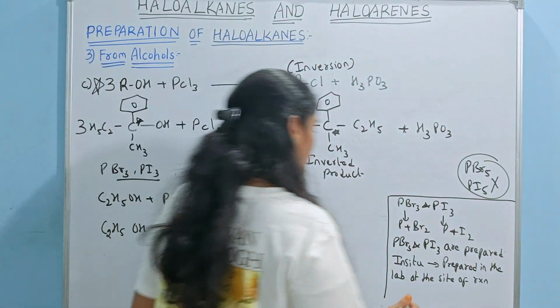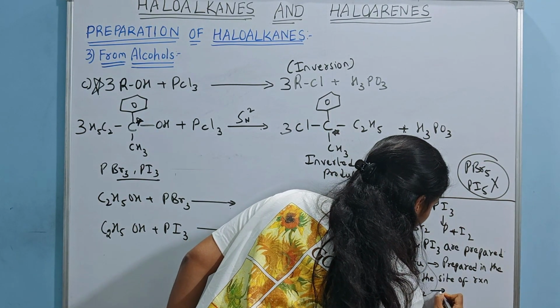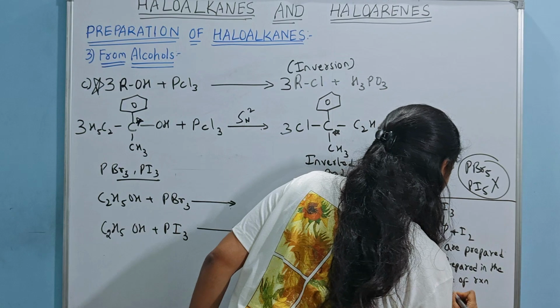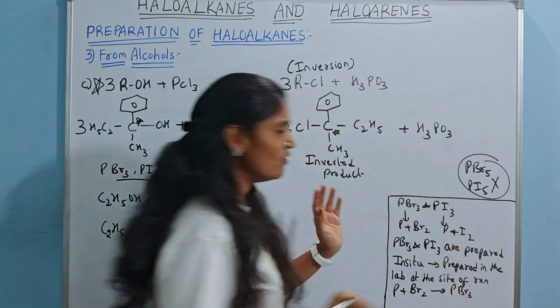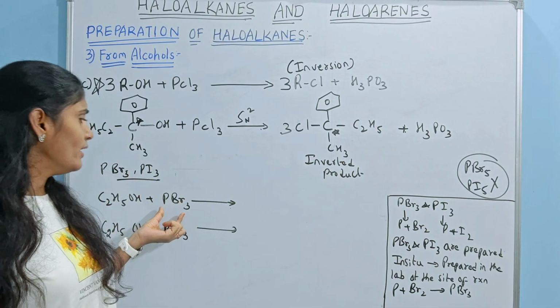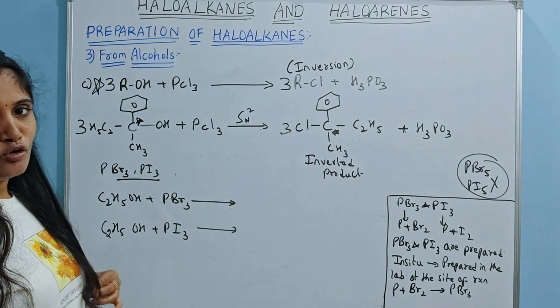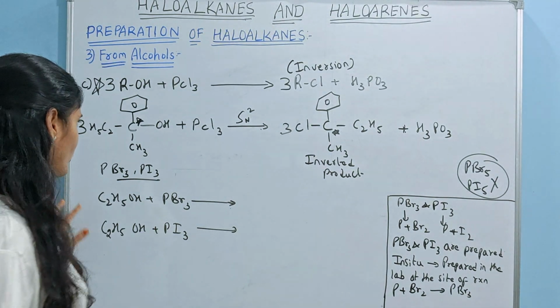So they make phosphorus react with Br2 forming PBr3, and in the same way phosphorus reacts with iodine forming PI3, and those are prepared in situ so that they can be used at the site of the reaction. Clear?